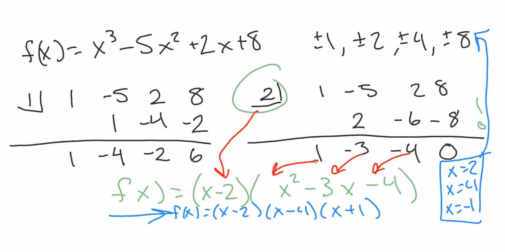So just to recap what we did: rational zero theorem, test some stuff out with synthetic division. Once we're able to slightly factor this thing, usually the factoring gets easier and easier as you go.